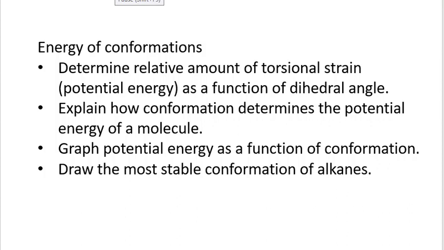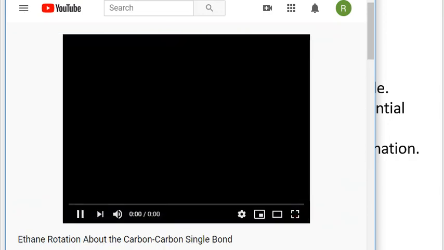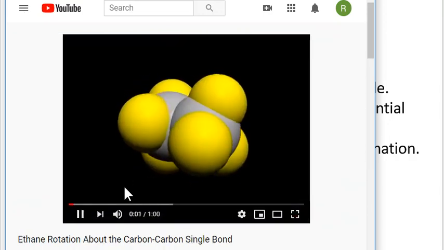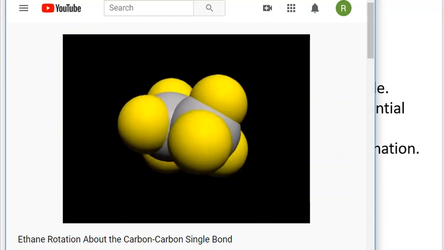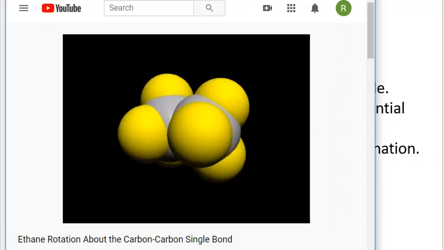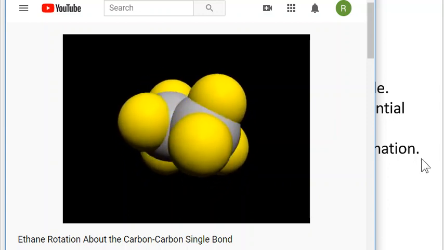Now that you've seen Newman projections and how they can be used to show different conformations of molecules, let's use that to explain the observation that when ethane rotates around its carbon-carbon single bond, it spends most of its time in the staggered conformation and less of its time in the eclipsed conformation.